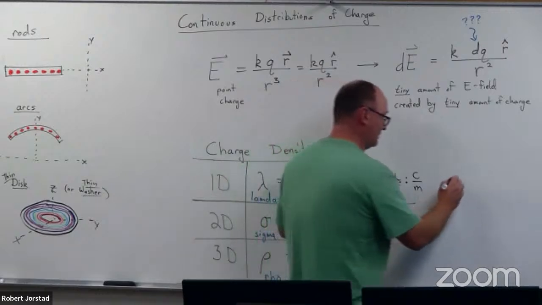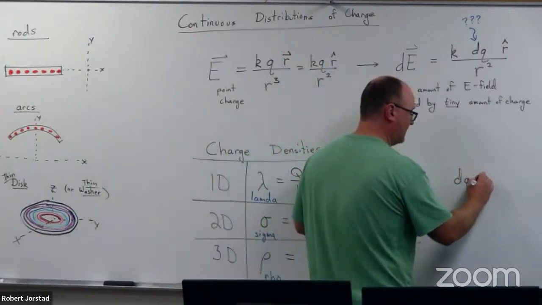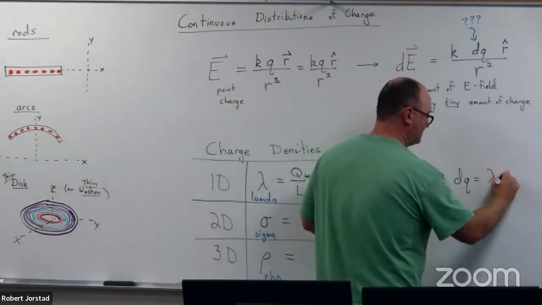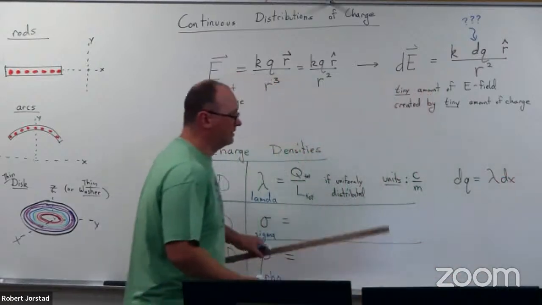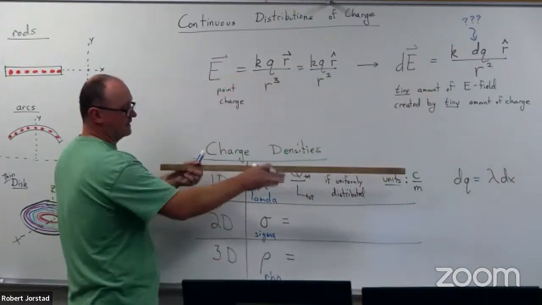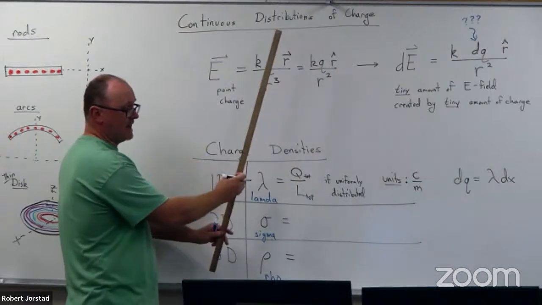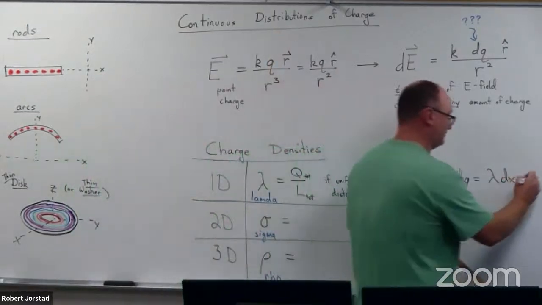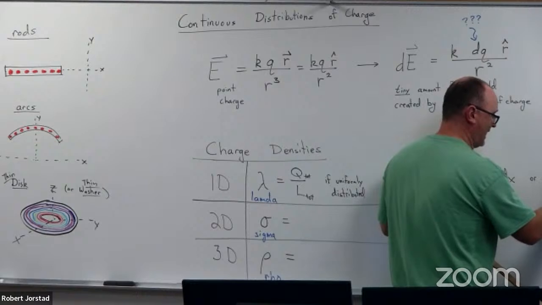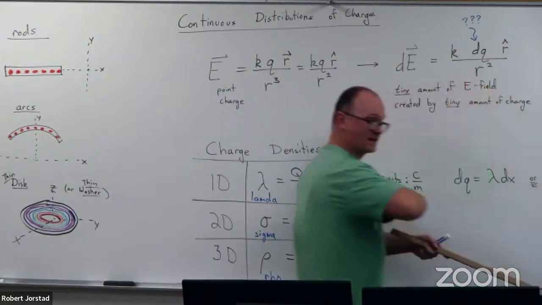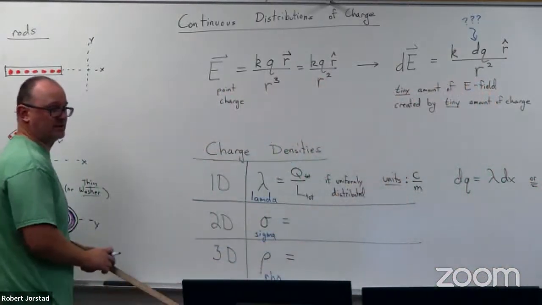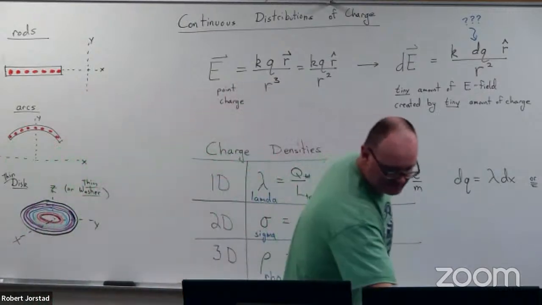Let's say dq is usually lambda dx. Now, to be clear, that's for a rod that's left or right. If it was up and down, it might be lambda dy.